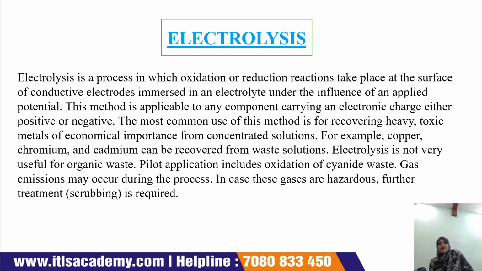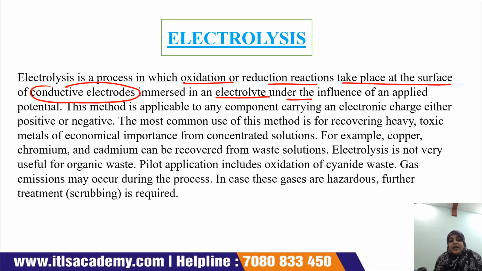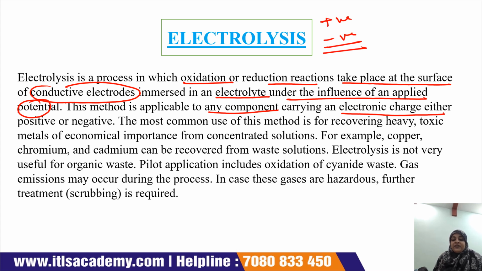Now the next is electrolysis. The next chemical method is electrolysis. In this process, oxidation or reaction takes place at the surface of the conductive electrode which is immersed in an electrolyte and under the influence of an applied potential. This method is applicable to any component which carries electronic charges, either positive or negative.